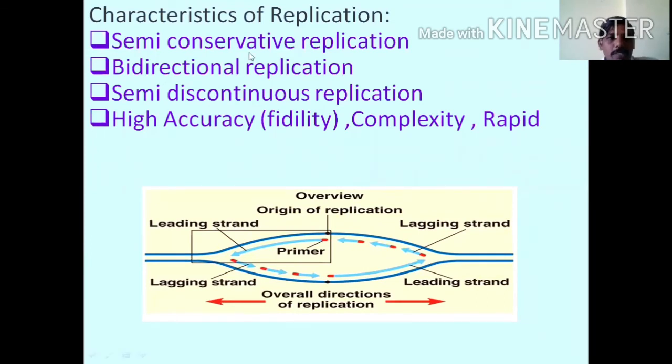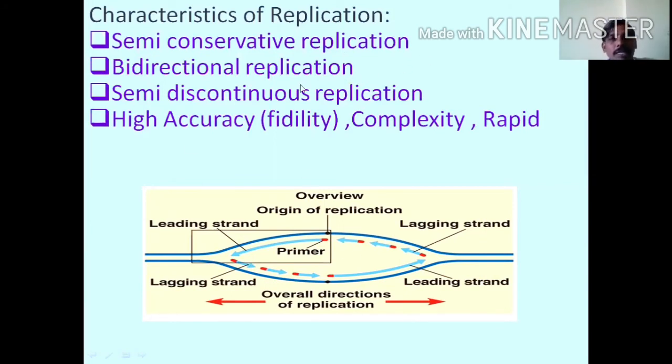Just now we explained that the semi-conservative model means that in a daughter DNA molecule, one strand is old and the other is new. Next, bidirectional replication means that at the origin of replication site, the replication fork moves in opposite directions from the ORI site. In one direction synthesis takes place, and in the opposite direction new DNA is also synthesized. In the bidirectional process, replication is going on.